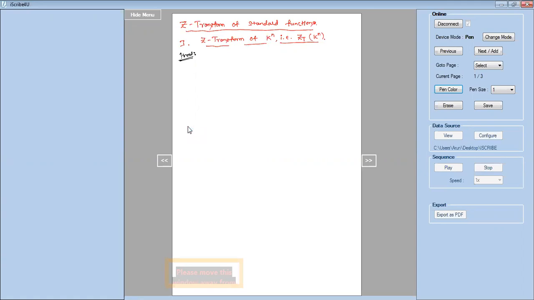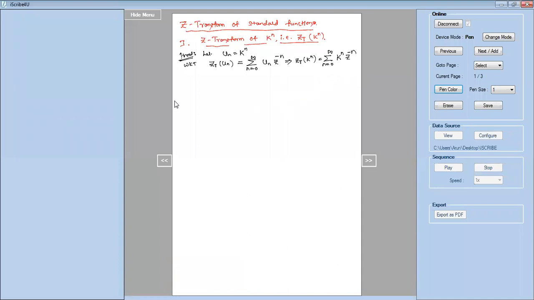Z transform of un, the formula is equal to sigma n is equal to 0 to infinity un into z power minus n. So this is the formula of Z transformation of un. Here un is k power n. Let us substitute. This implies Z transform of k power n is equal to sigma n is equal to 0 to infinity k power n z power minus n. Right? So I have just substituted the value of un. Un is k power n.